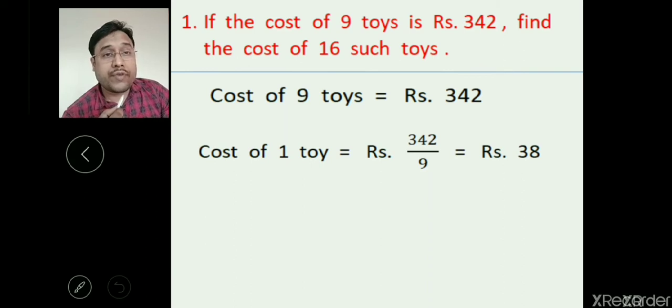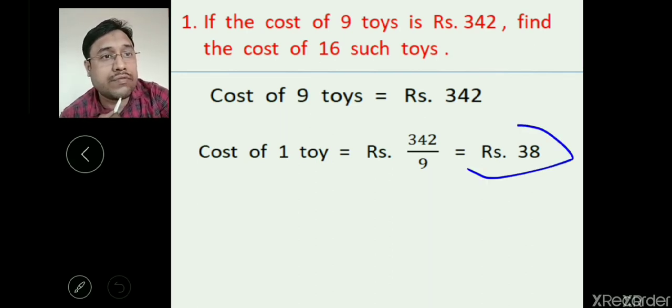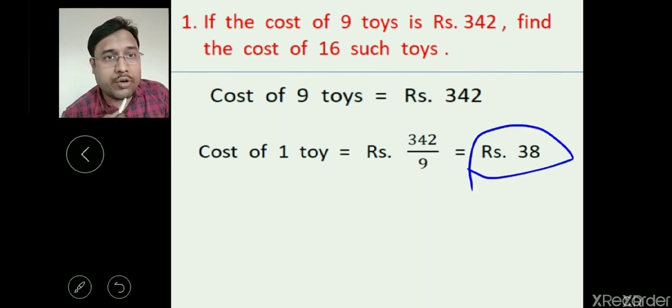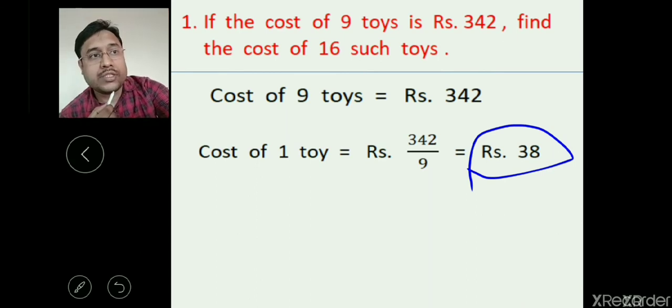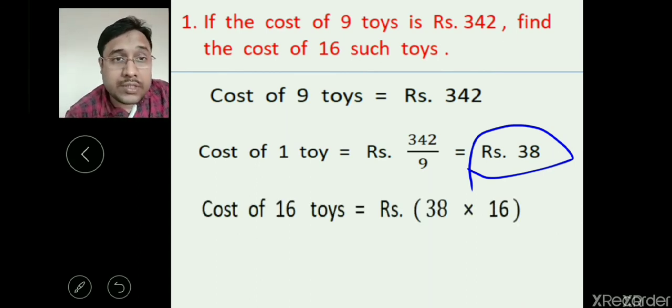That means for finding the cost of 1 tee you have to divide 342, the cost of 9 tees, by the number of tees, that is 342 by 9. So we are getting 38. This is the cost of 1 tee, rupees 38. Then what will be the cost of 16 tees?